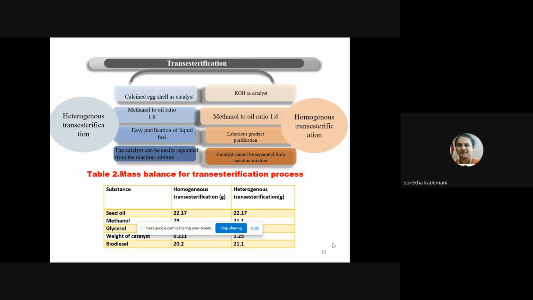Table 2 shows the mass balance of the transesterification reaction for both homogeneous and heterogeneous transesterification. Seed oil used is 22.17 for both. Methanol is 79 and 71.1. Glycerol is 3.1 and 3.3. The weight of the catalyst used is 0.221 gram KOH for homogeneous transesterification and 1.25 gram of calcined eggshell for heterogeneous transesterification. The biodiesel obtained from homogeneous transesterification is 20.2 gram, and from heterogeneous transesterification, its value is 21.1.